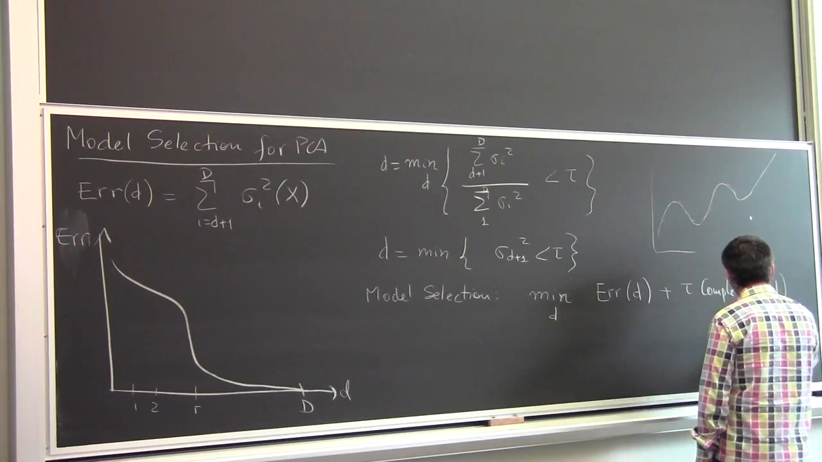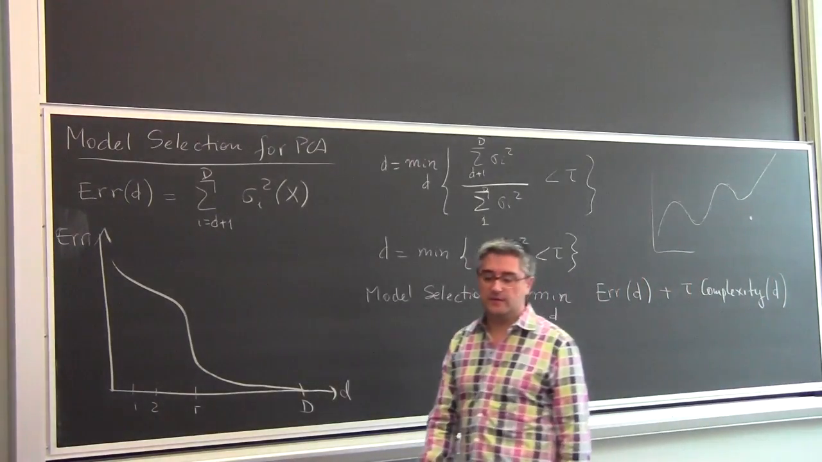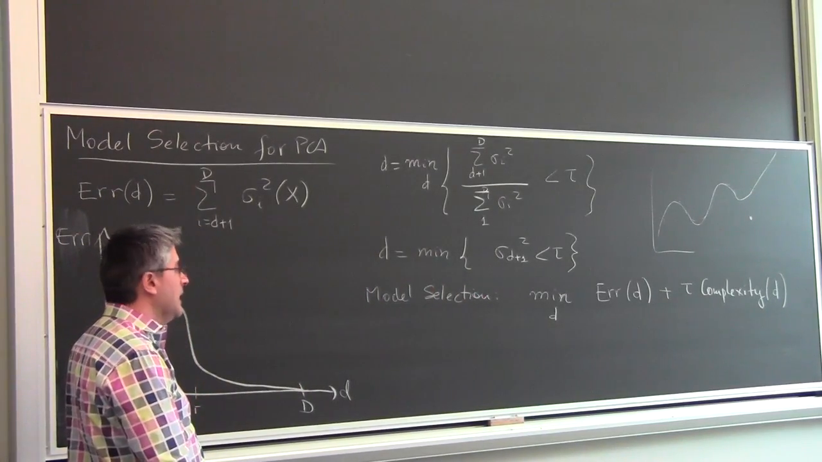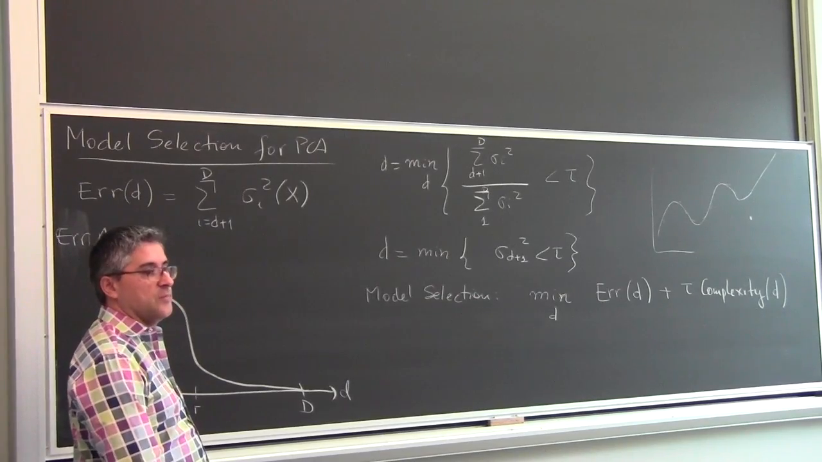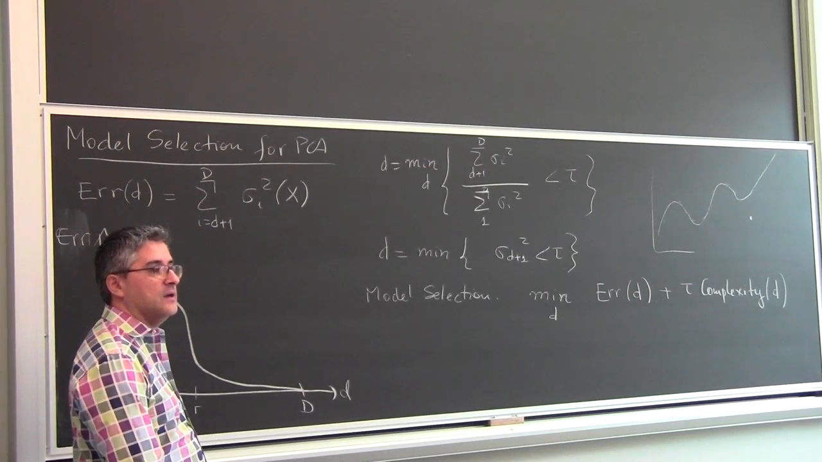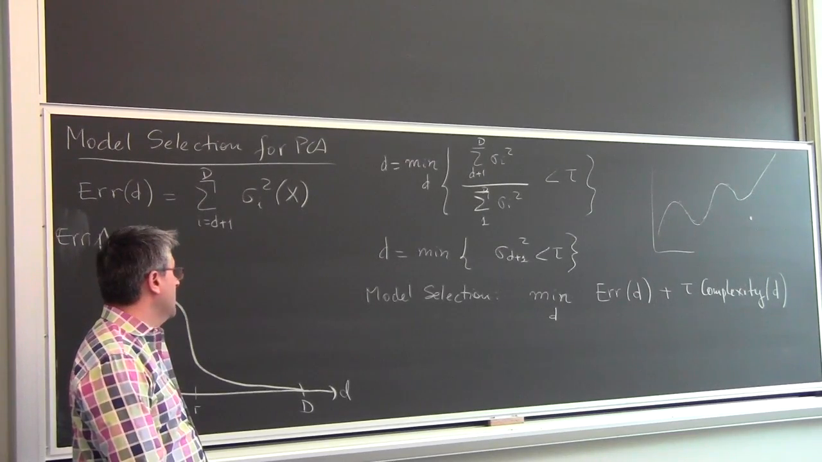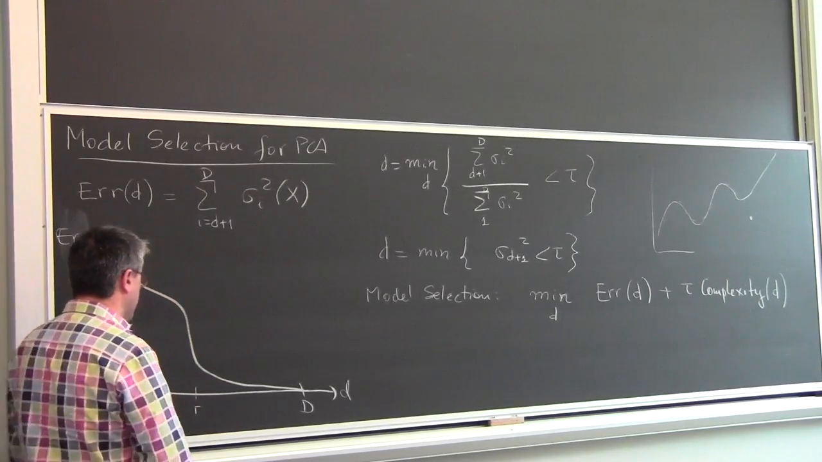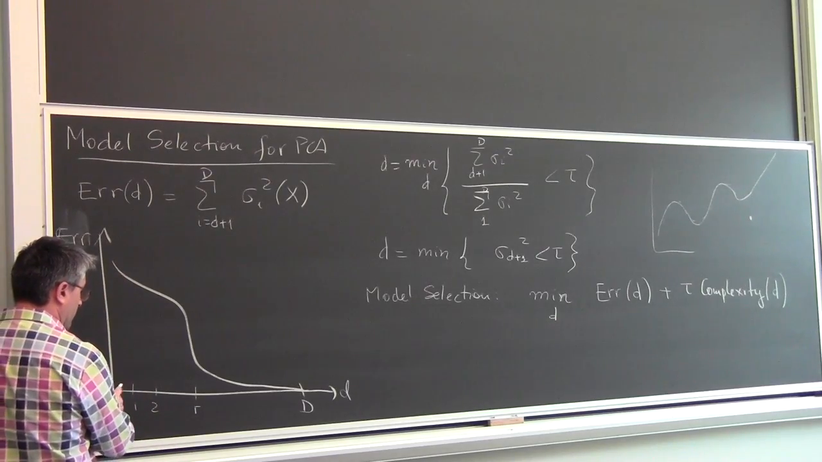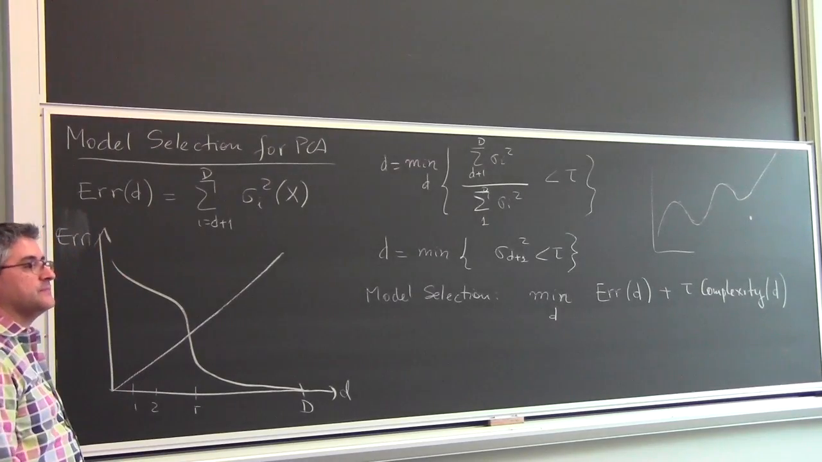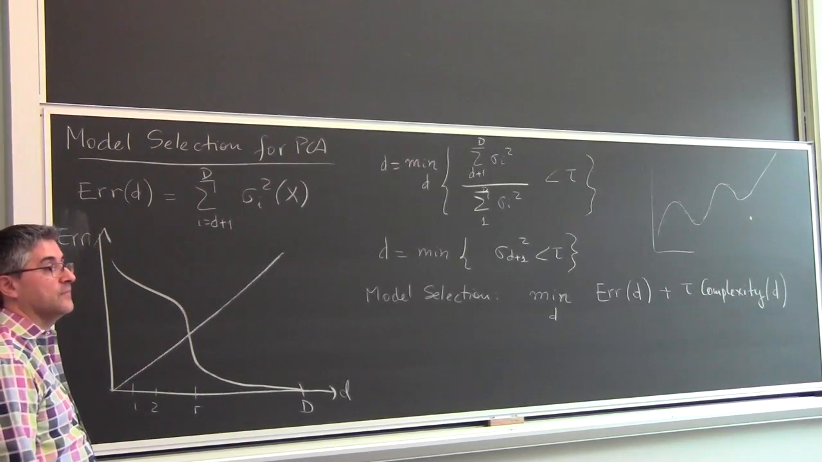And the complexity somehow should be dependent upon the dimension. Okay. So the simplest notion of complexity, perhaps, that we can have is exactly the dimension of the subspace, right? So the dimension of the subspace, if I plot it here, it would be a straight line, right? It would just be D.